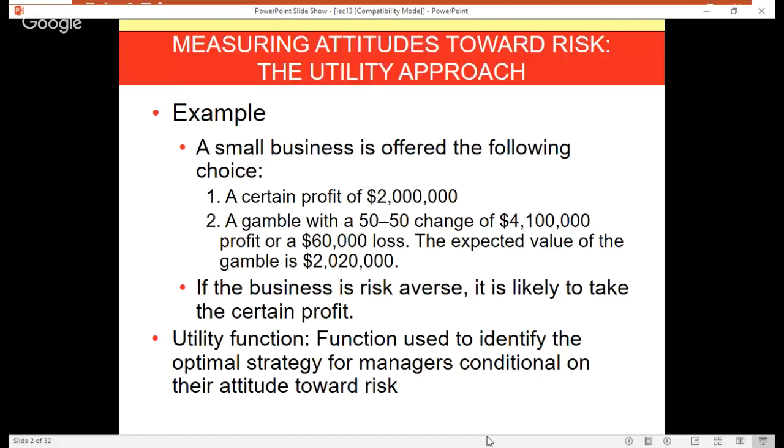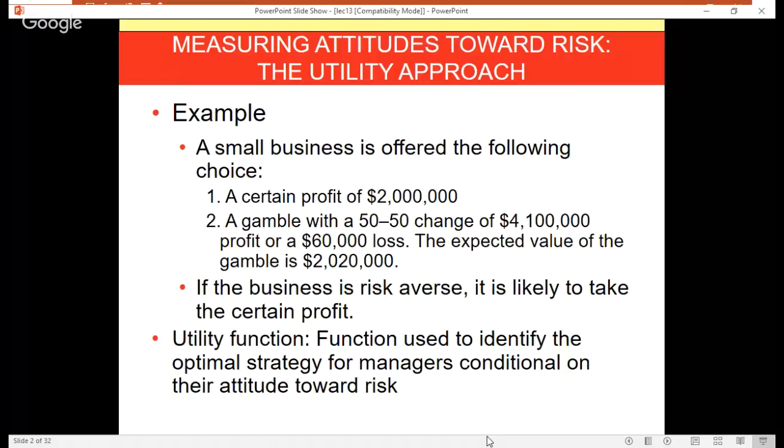Now, my question to you is, what would you do? Nobody wants to look at me. Everybody's looking away. Would you take the 2 million or would you take the gamble that has an expected value of 2 million? You'll take the 2 million. You are risk averse.